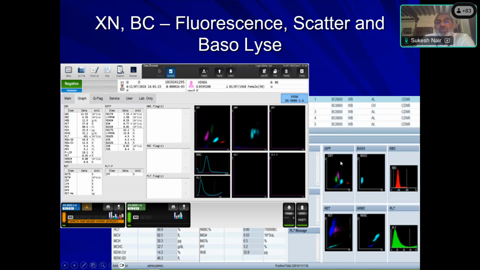The only cell that will survive is the basophil. So based on the basophil chamber, you can see the basophils will be identified in a place along the size, because basophils will retain their size. All the other cells will lose their size. You can see that there.